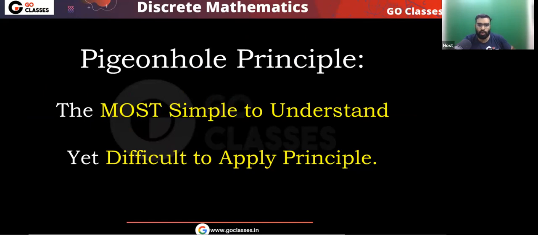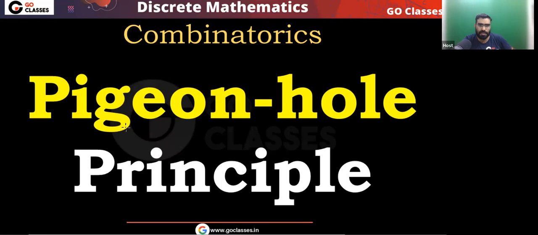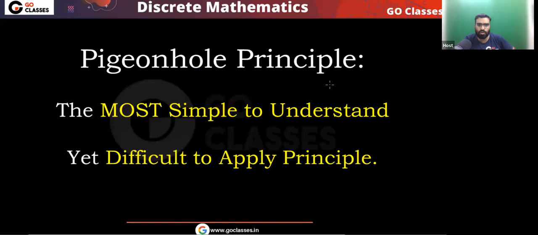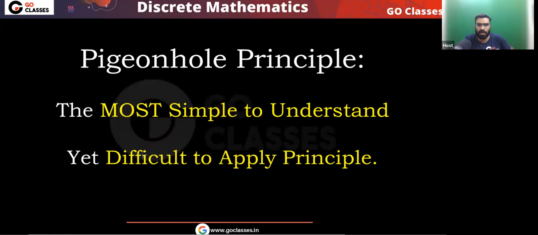In combinatorics, we have seen a lot of principles: product rule, inclusion-exclusion principle, generating functions, recurrence relations. But let me tell you, the simplest principle to understand is the pigeonhole principle. It is a very obvious principle, but the point is, it is difficult to apply.